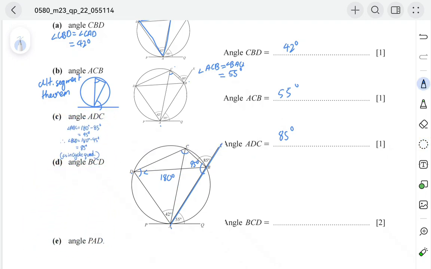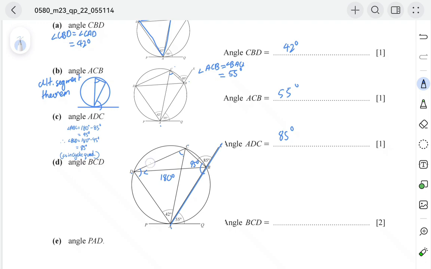Now we'll move on to question 17D, which is about angle BCD, this angle over here. There are actually two parts to this question. First, we need to find angle ACD, and we also need to find angle BCD. With that, we can find the entire angle. So first, we must find ACD.